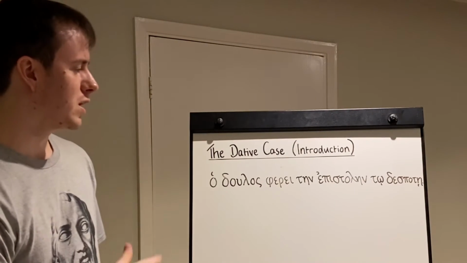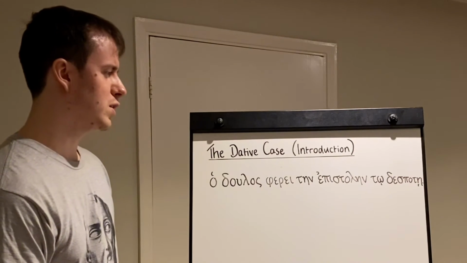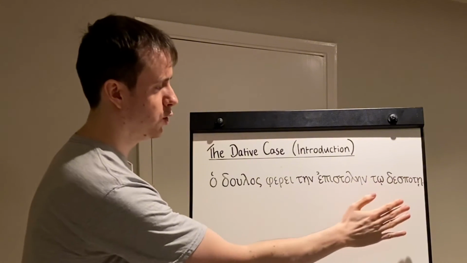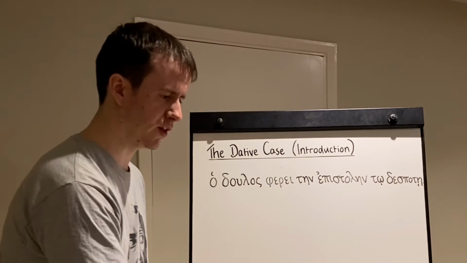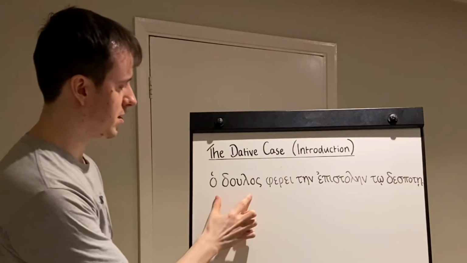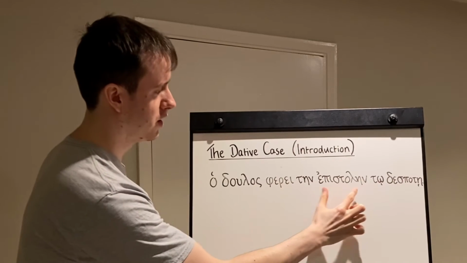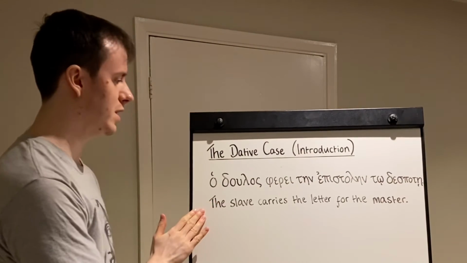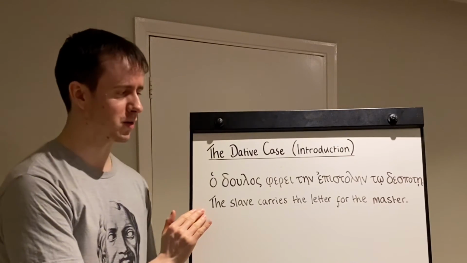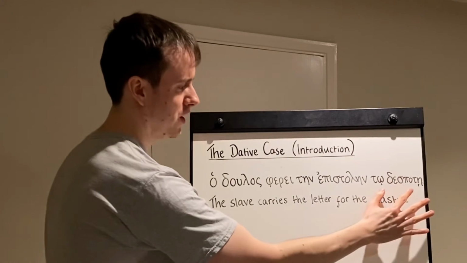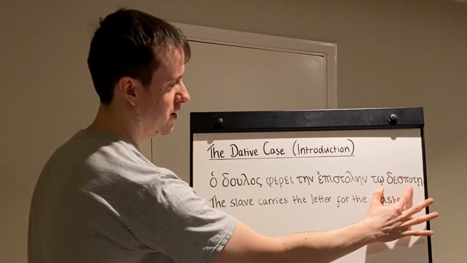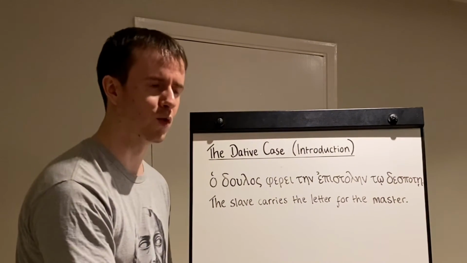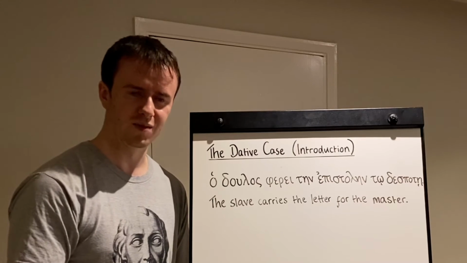So, given what I've just told you, this is probably not "the slave carries the letter to the master" in the sense of towards him, but rather "the slave carries the letter for the master." So I've put that translation there. And here, the dative is still being used to indicate the indirect object, because the master is the person for whom something is being done.